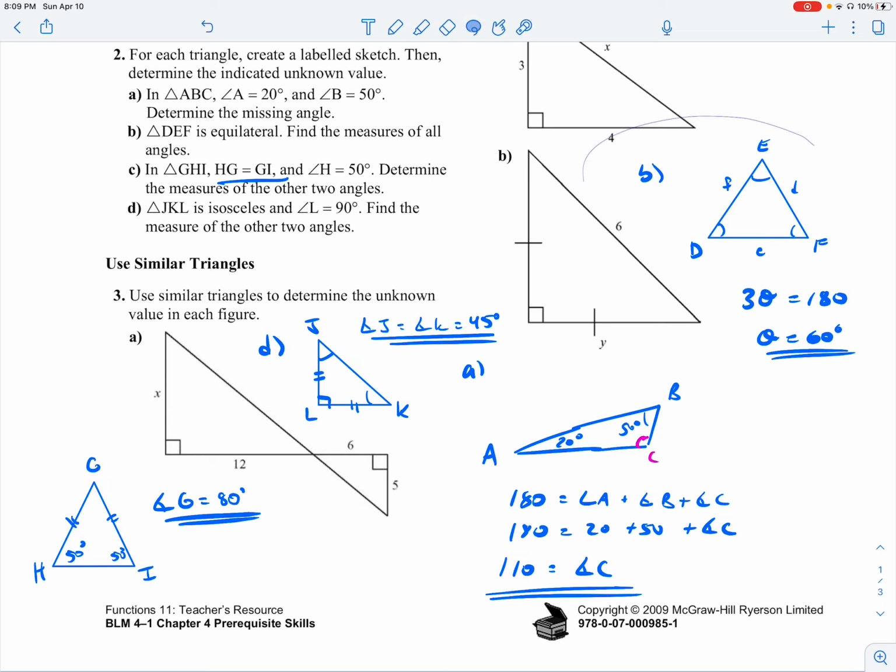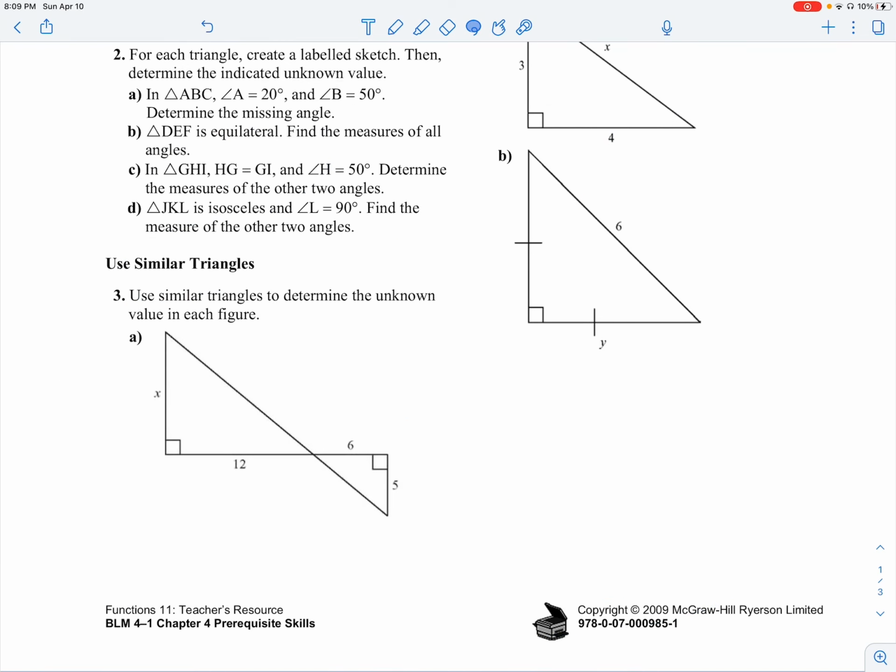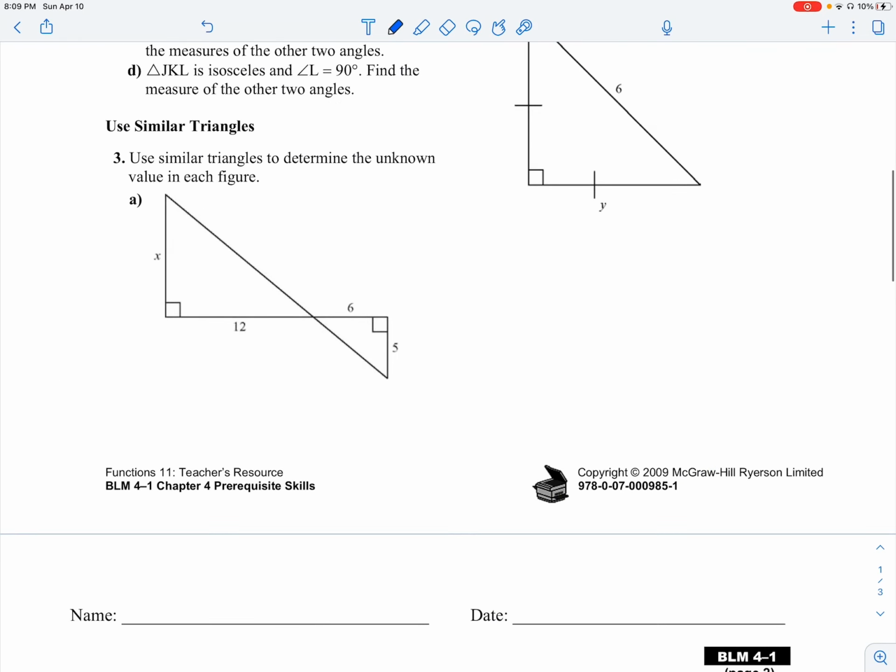All right, I'm just gonna compress all of this. Actually, I think I'm just gonna erase it. And we'll start the next question. Number 3. Use similar triangles to determine the unknown value in each figure.